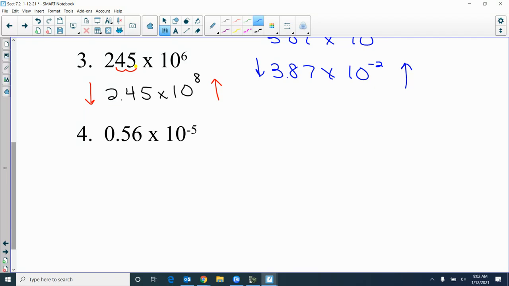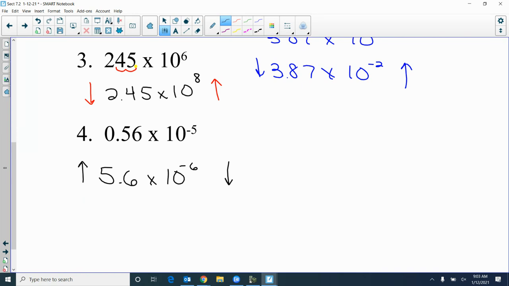0.56. All right, Colin? 5.6 times 10 to the negative 4th. 5.6. So you made it bigger, right? So we got to make this one smaller. What's smaller than negative 5? Not negative 4. Negative 6. Okay? Negative 6. So you make one bigger, make the other smaller. You make the other one smaller, make the other one bigger.